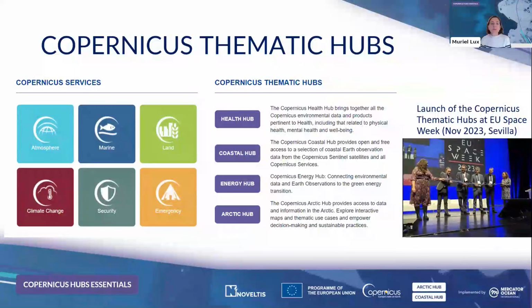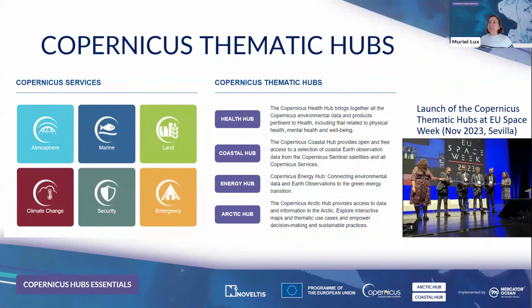So regarding the Copernicus thematic hubs as a whole, there are 6 now. They were launched in November 2023 in Sevilla at the EU Space Week. These hubs are the Health Hub, the Coastal Hub, the one we are talking about today, the Energy Hub, and the Arctic Hub. Mercator Ocean International is in charge of developing the Coastal and the Arctic Hub.